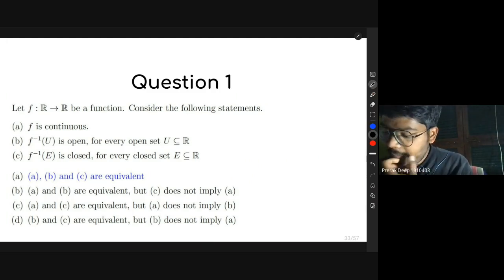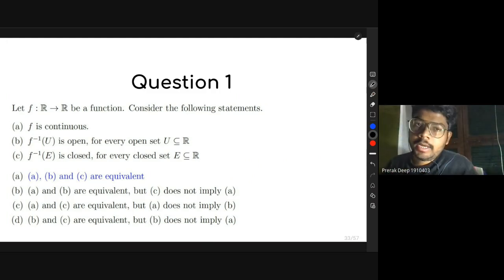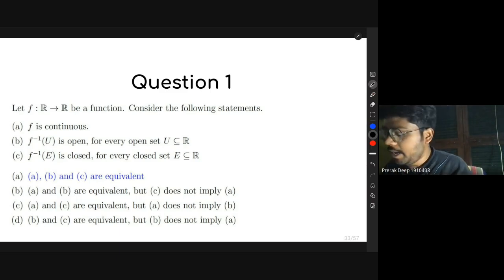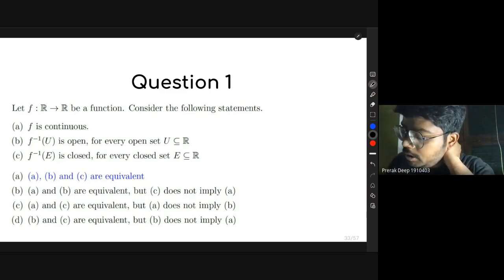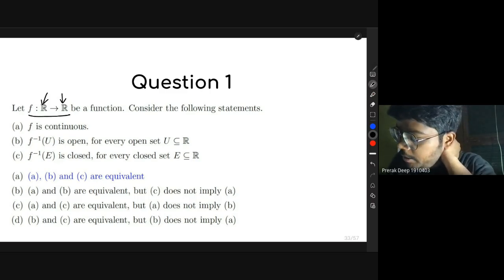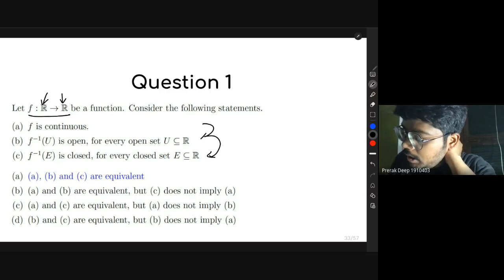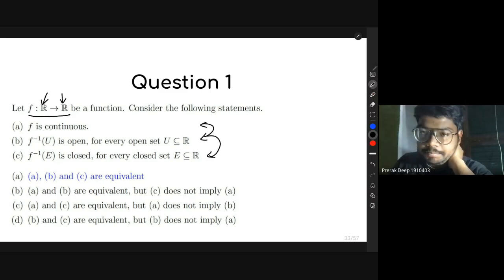This is a theoretical question, and I think it's from your assignment, but I'm going to solve it. You have a real valued function on a real variable. You are given a function, and you need to prove that the following three statements are equivalent to each other.